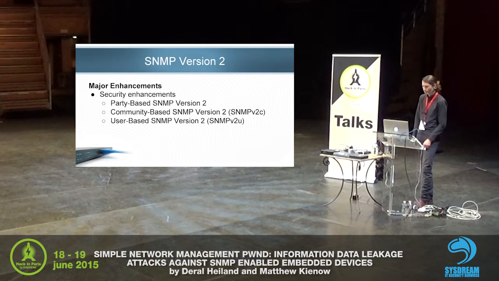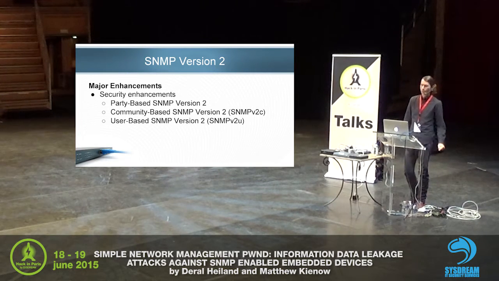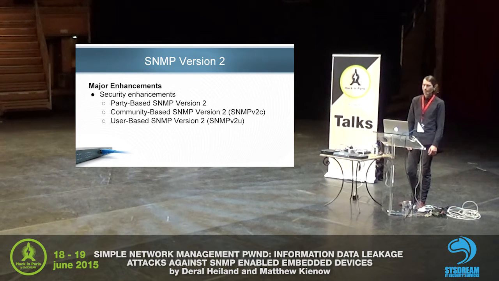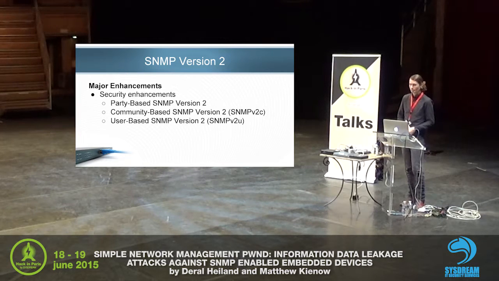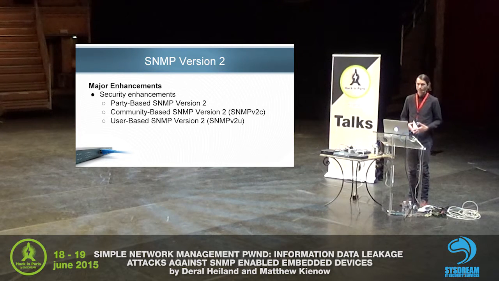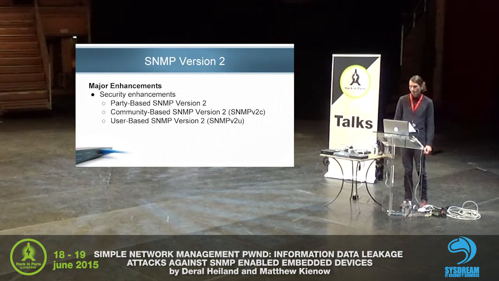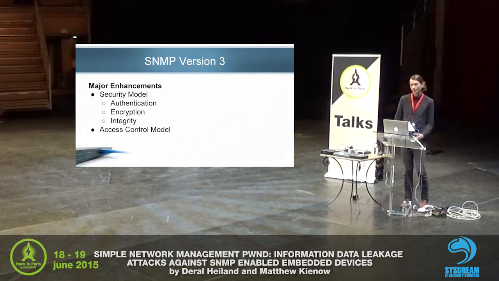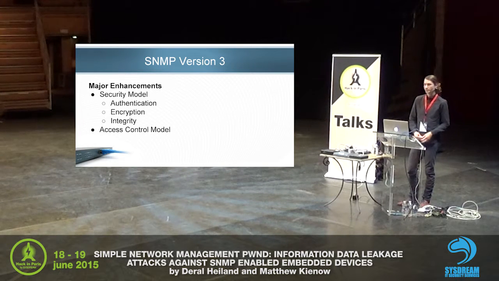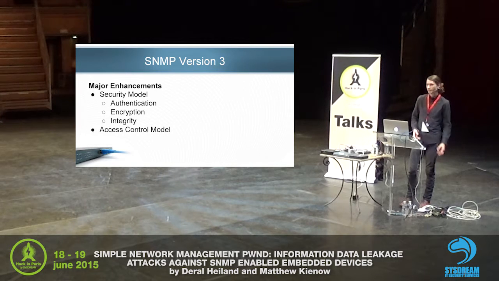There were some attempts at improving the security model in version 2. That can be seen with the party-based system as well as the user-based system. However, due to the complexity of implementing these, everyone seemed to favor community-based version 2C, which uses the same clear text community as in version 1. In version 3, we finally see some security model enhancements. They provided authentication, encryption, and integrity, as well as access control. However, it doesn't seem as widely adopted as version 2C.